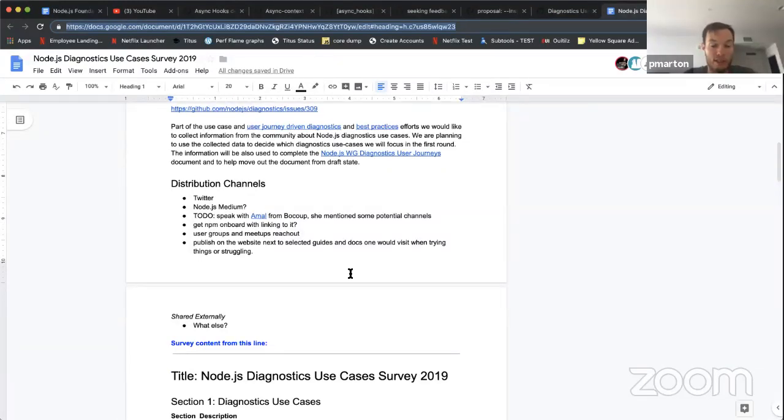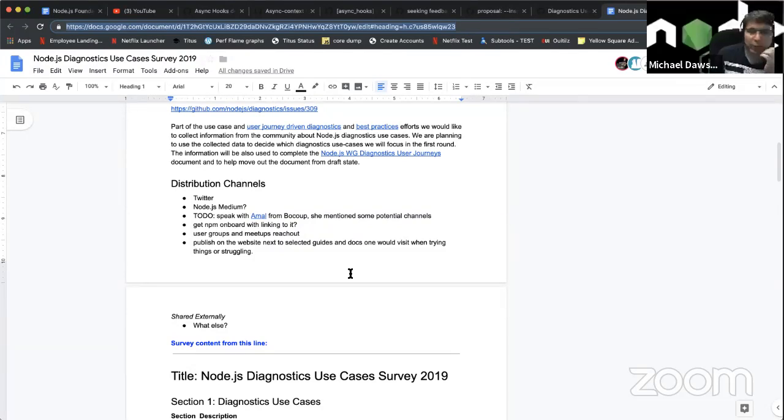Hopefully the foundation can help us, but other than that, at the summit I spoke with Amma from Bookup. She mentioned that maybe they can use their Twitter and their channels, because they have experience with it. In the meantime, I spoke with my old company, Rising Stack. They are also happy to use their distribution channels. I'm not sure, someone was mentioning that maybe NPM could help.